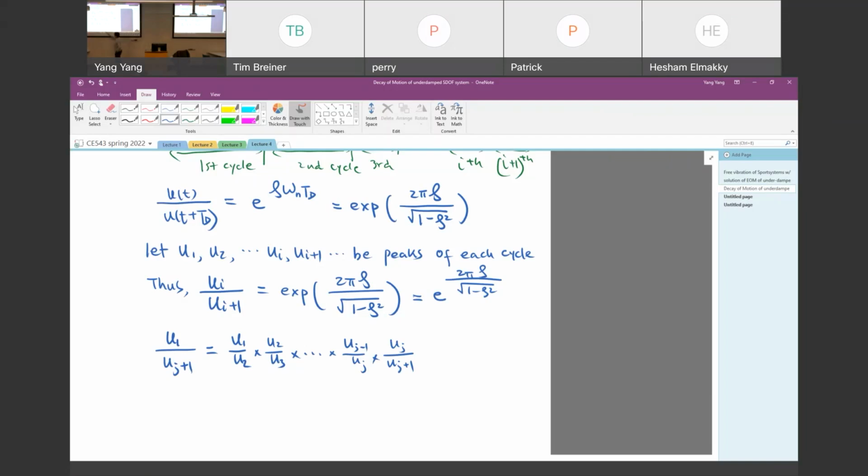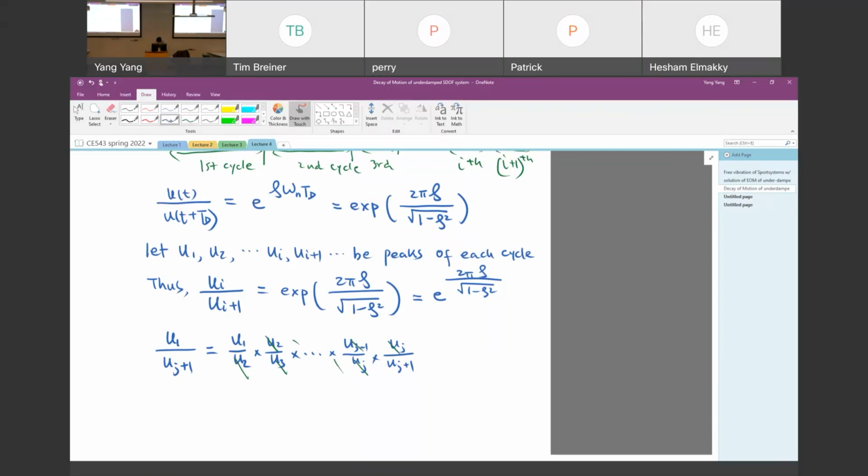We have U1 over UJ plus 1 should be equal to U1 over U2 times U2 over U3, times U3 over U4, until we have UJ minus 1 over UJ times UJ over UJ plus 1. The reason why we can do this is because U2, U3 will be cancelled, and all of them will be cancelled. So we can expand it. Right?